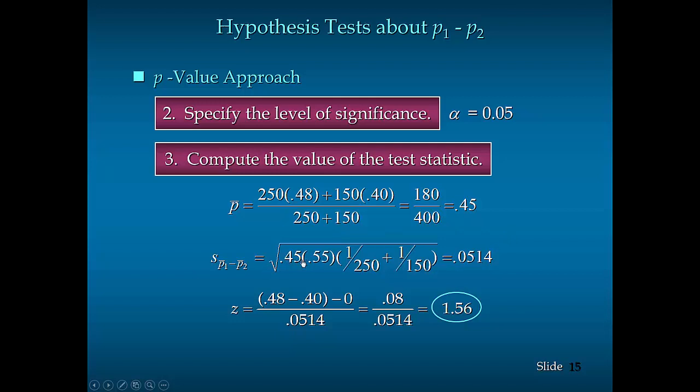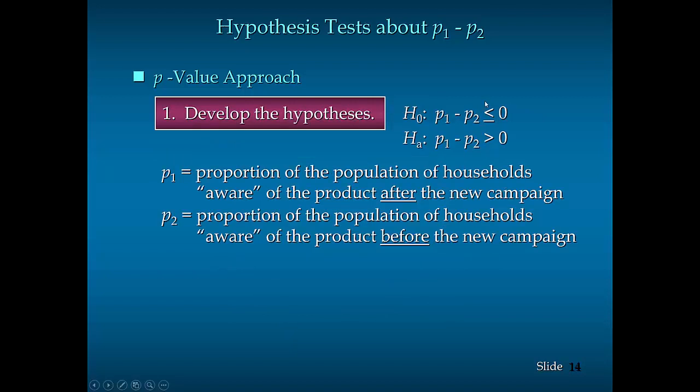Then we calculate the standard error, which we had the formula for a slide or two back, and then from there we can find the z-value, which is the 0.48, the sample proportion after, minus 0.4, the sample proportion before, minus 0. The 0 is the difference that we're interested in. So it's whatever follows on the right-hand side of this.